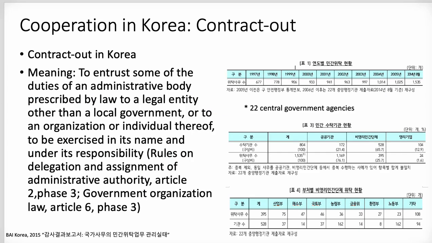Then there is contract out regarding government and NPO relations. This means to entrust some of the duties of an administrative body prescribed by laws to a legal entity other than a local government, or to an organization or individual thereof, to be exercised in its name and under its responsibility.